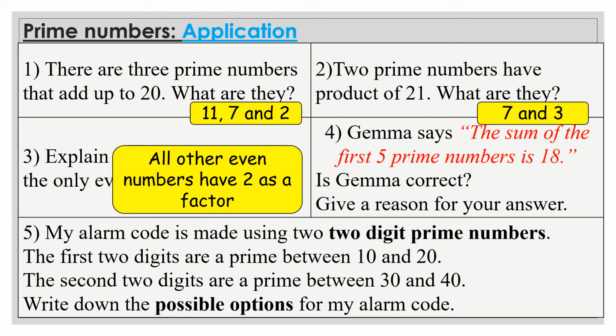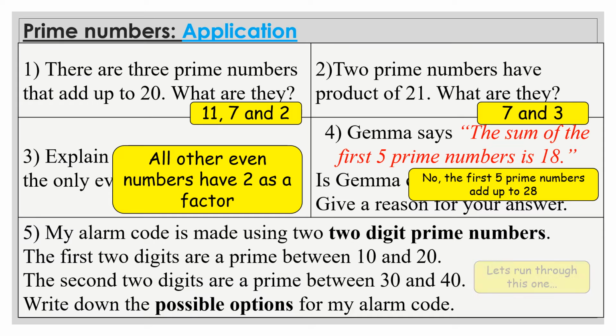Because 2 is small, that means it's the first one that is even and no other prime numbers are even. Question 4, Gemma says the sum of the first prime numbers is 18. Is she correct? No, if you actually add up the first 5 prime numbers, you get 28, not 18. So she's wrong. And we're going to go through question 5 on the next slide.